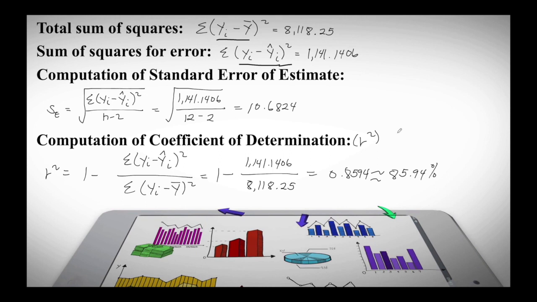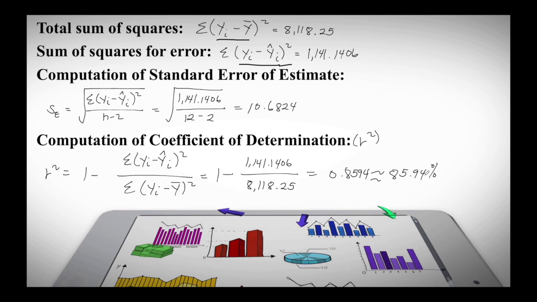This denotes that 85.94% of the variation in the fruit shake sales is explained by the variation in the temperature reading in degrees Fahrenheit. However much the fruit shake sales vary, that is explained by the variation given by the temperature in degrees Fahrenheit. That is what it means.